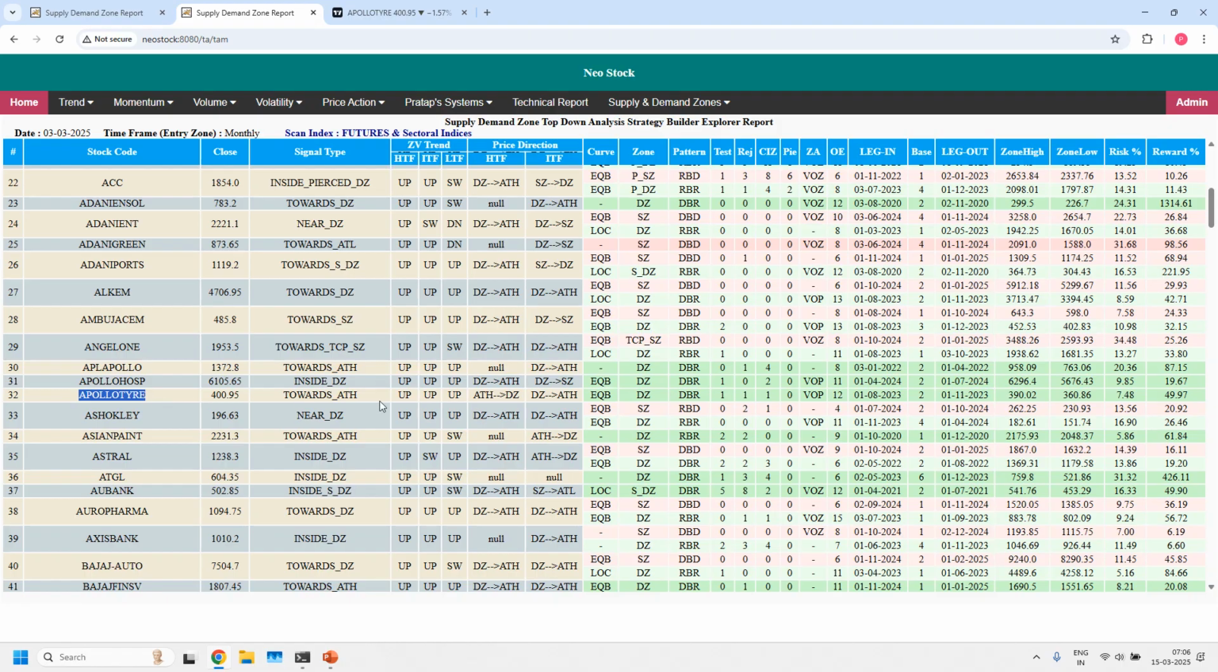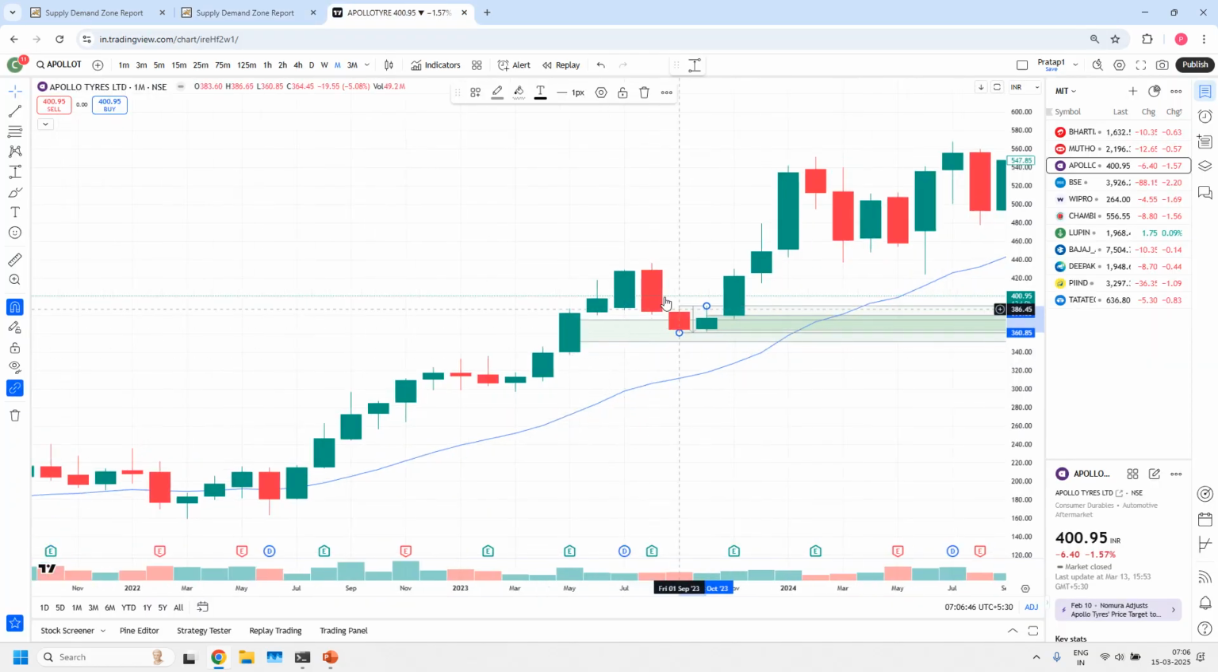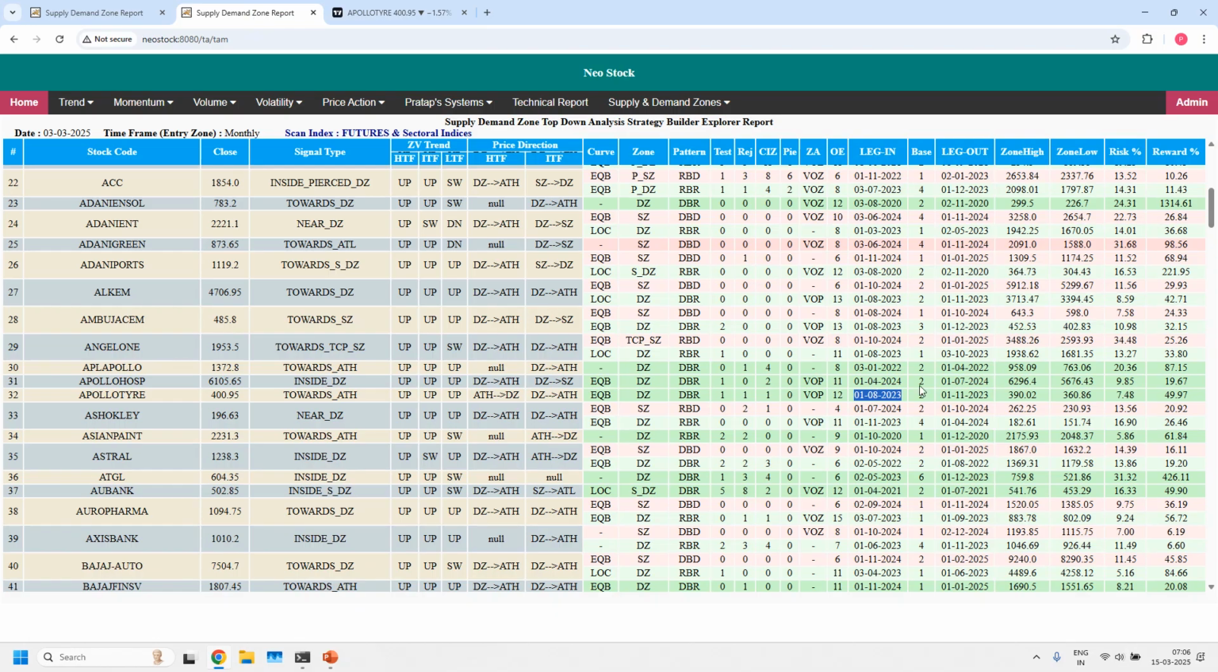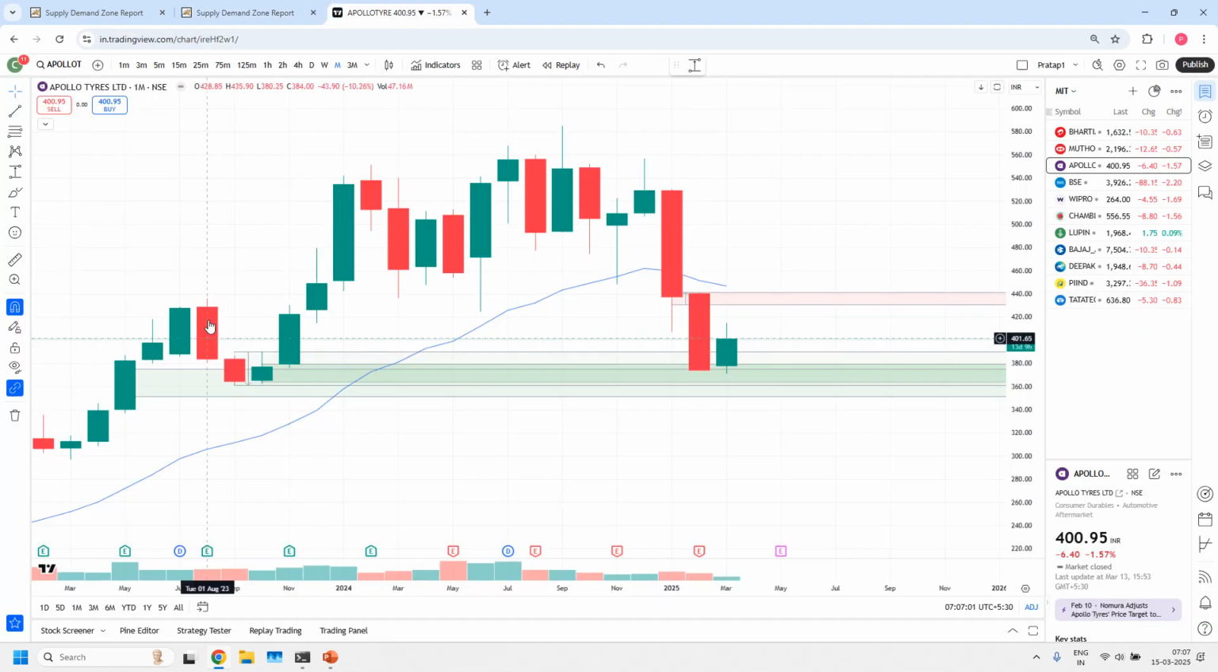See, this is Apollo Tyre. When is this zone? 1st August 2023, two base candles. See here, this is August 1st, two base candles. And this is 1st November. See, 1st November 2023 is the leg out. The same thing.